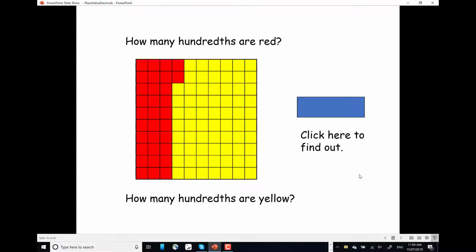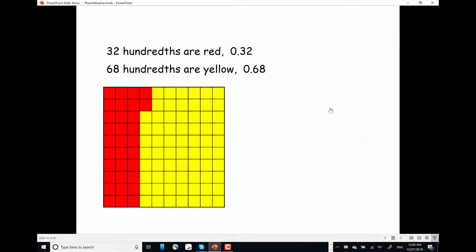How many hundredths are in red? Okay, so we've got 3 lots of 10 rows, so that's 30 over 100. Then we've got another 2 here, so that's 32 over 100 is the red. The remainder, which is 68, is 68 over 100 in yellow. And it can be written like so.